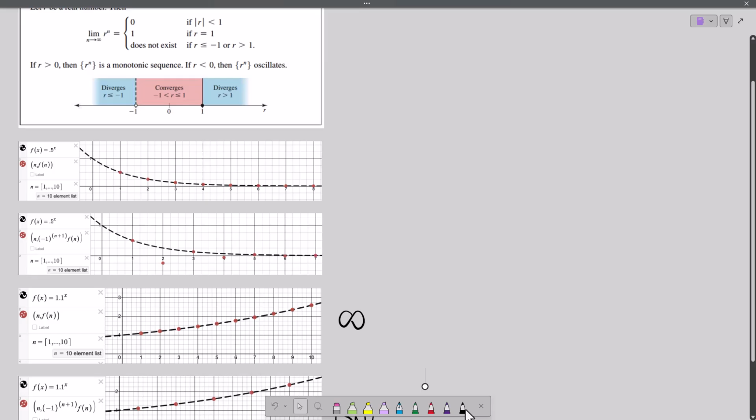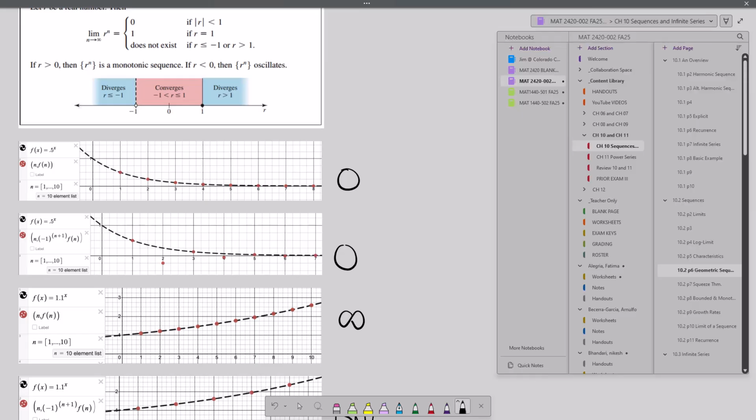Okay. And so this one, the limit is 0, and this one, the limit is also 0. This one is decreasing towards 0. This one is oscillating towards 0. But both limits will be 0 there. Both will be 0.